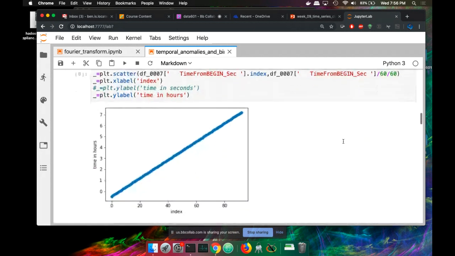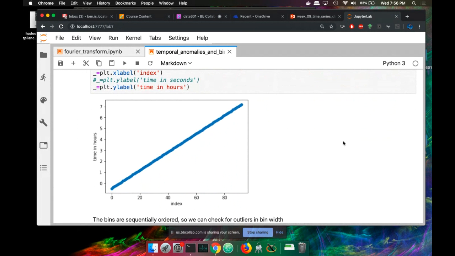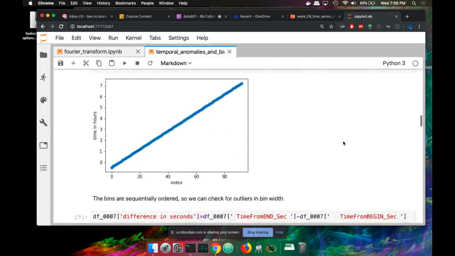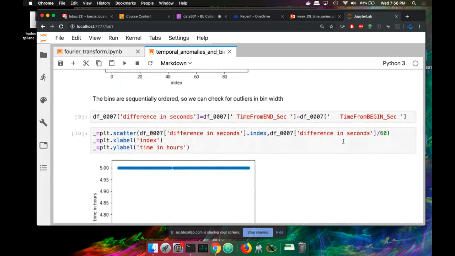All right, so that was important. I asked, are these sequential? Do they increase over time? And the answer was yes, they do. That's good, so I was happy. No problems so far. Everything is kosher. Now we ask the question of whether the difference between these two bins is actually 5 minutes. It's always important to figure out what the assumptions are, and then whether we can test them. So I created a new column called difference in seconds, and took the difference between the end and the beginning. You should expect that those would be 300 seconds.